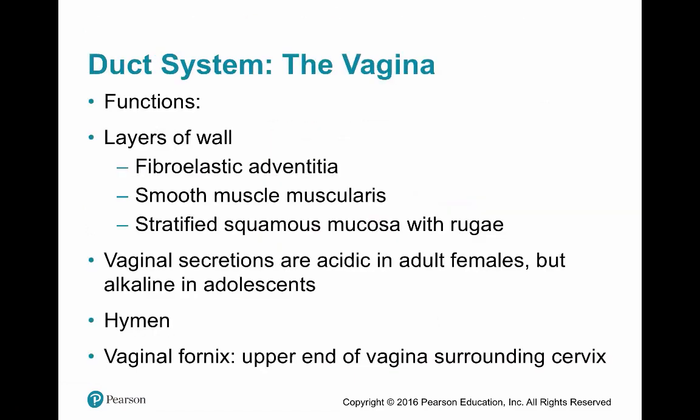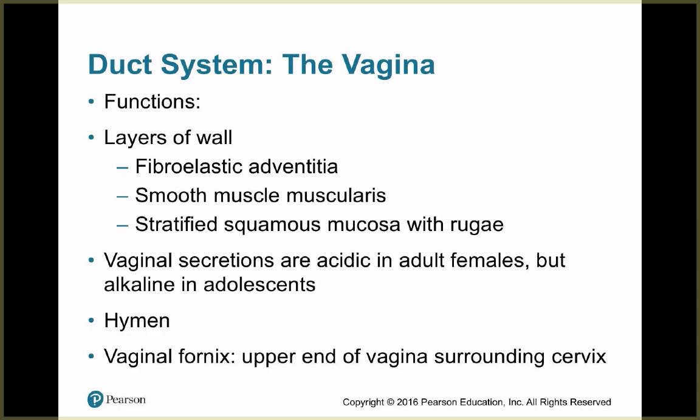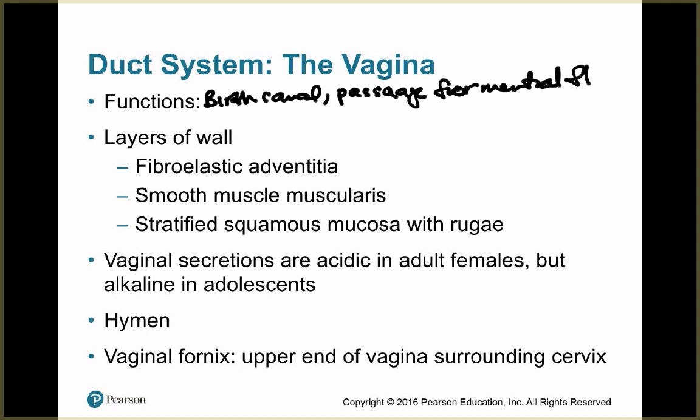So this guy extends between the bladder and the rectum from the cervix to the exterior, and it serves as the birth canal. In addition to that, it allows for passage for menstrual flow, and it's the organ of copulation.